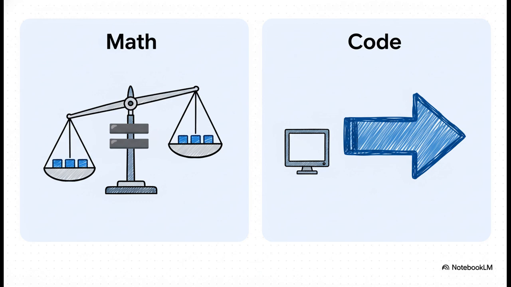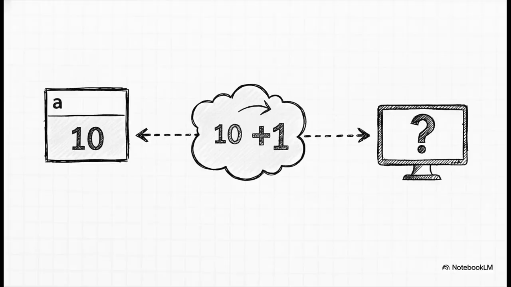It is an action, not a statement of fact. So let's actually follow the computer's logic here, step by step. First, we say A equals 10. Okay, the box A now holds the number 10. Then we print A, and we see 10.